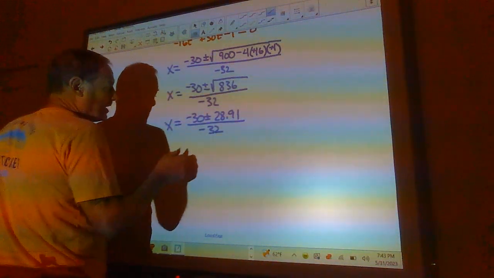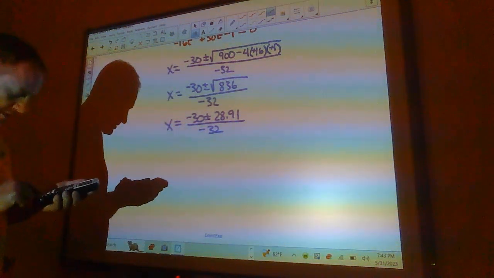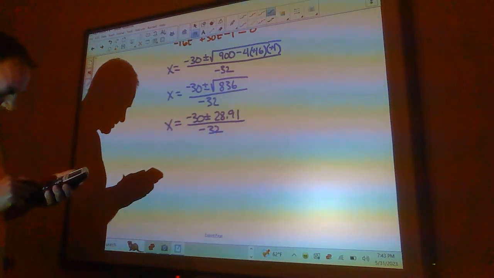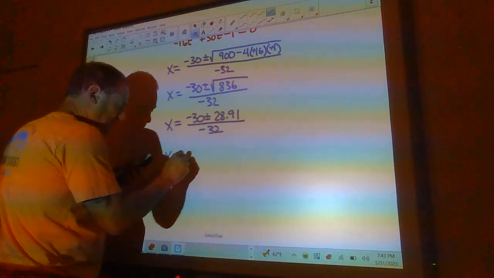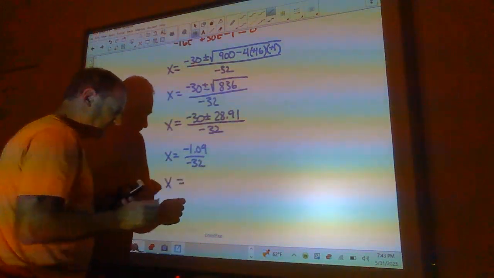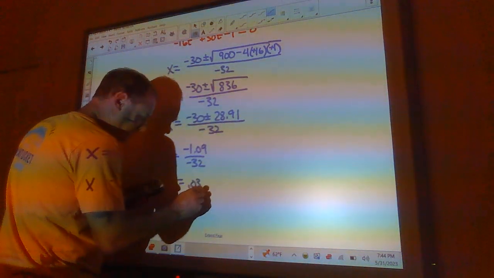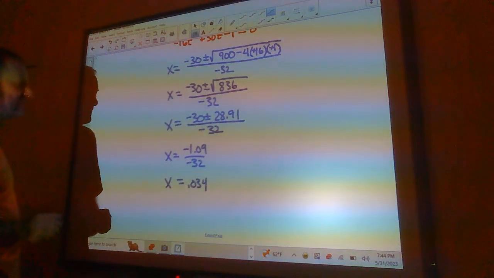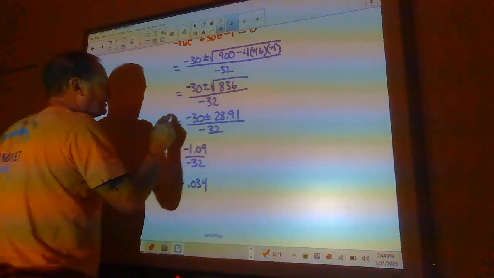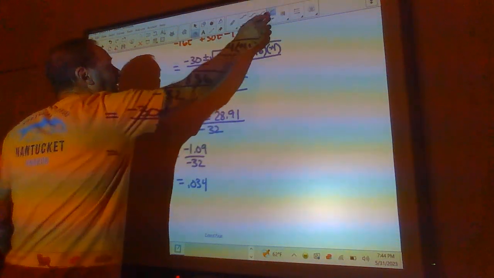Okay, so now the thing is, both of these are going to be negative on the numerator. So negative 30 plus 28.91 is going to be negative 1.09 over negative 32. And that's going to be 0.034. And that's actually t. These should all be t's. Okay, because this is time. Get in the habit of putting things in x.